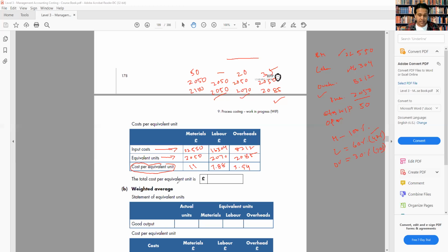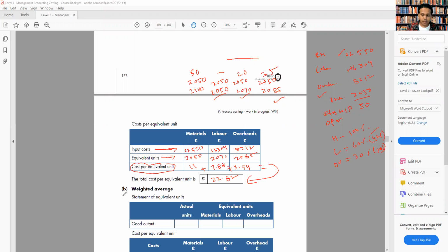So this is basically our cost per equivalent unit. Now the question said how much is the total cost per equivalent unit. So all I need to do is add all of these. So 11 plus 7.88 plus 3.94 will give you 22.82. So 22.82, this is our cost per equivalent unit. This is for the FIFO. Let's move on to the next one.